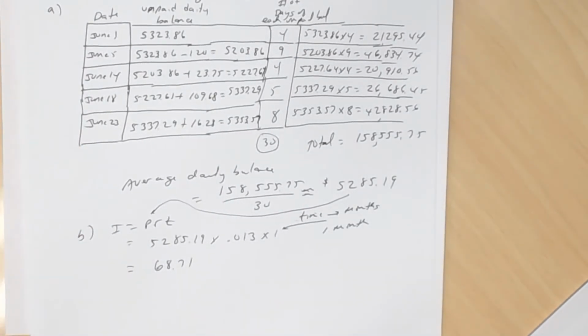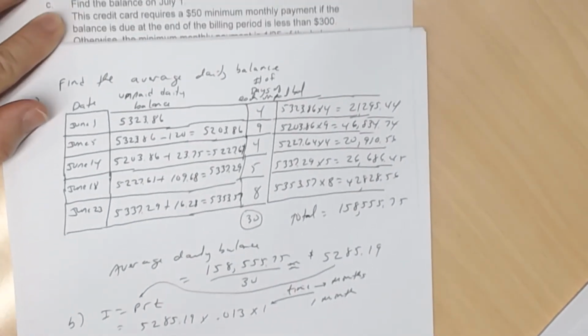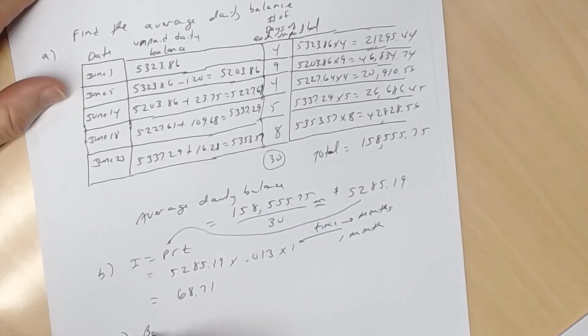$68.71. Okay, so that's the interest. All right, now let's find the balance on July 1st. So balance on July 1st. So see your new balance now.